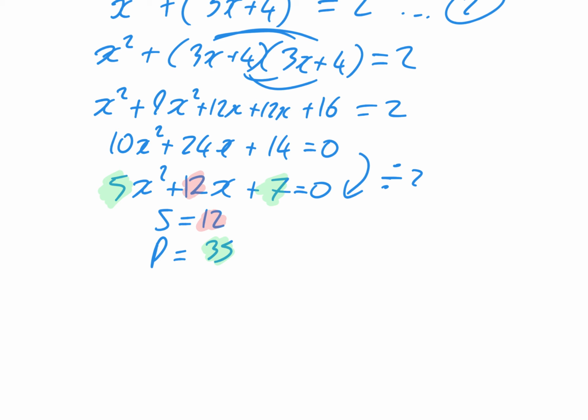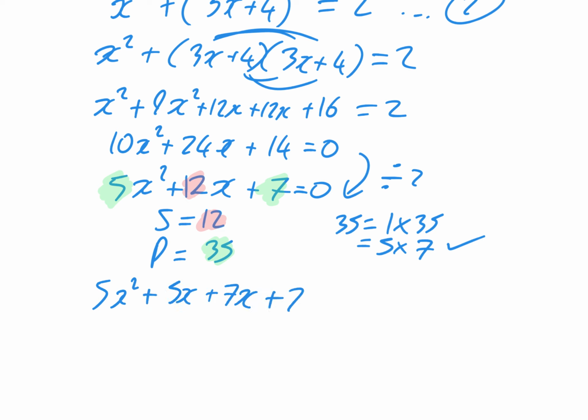So this one does factorize because I can go through all the ways you can get 35. You could do 1 times 35. What else could we do? We could do 5 times 7, and there you go. 5 times 7, they add to give 12, or sum, and they multiply to give 35. So that just tells you how you rewrite the middle term. So 12x we can write as 5x plus 7x, and plus 7 is equal to 0.